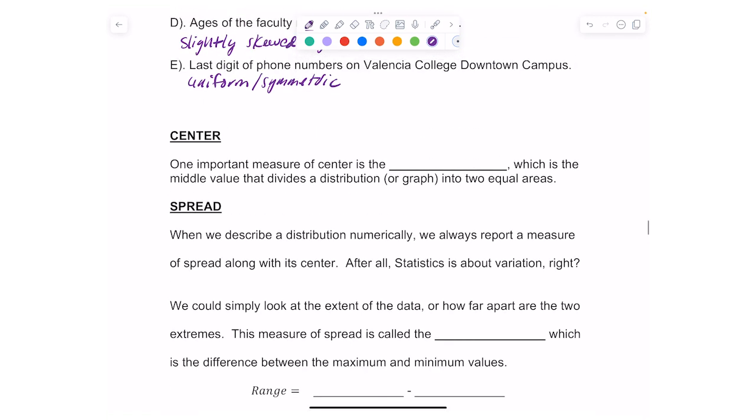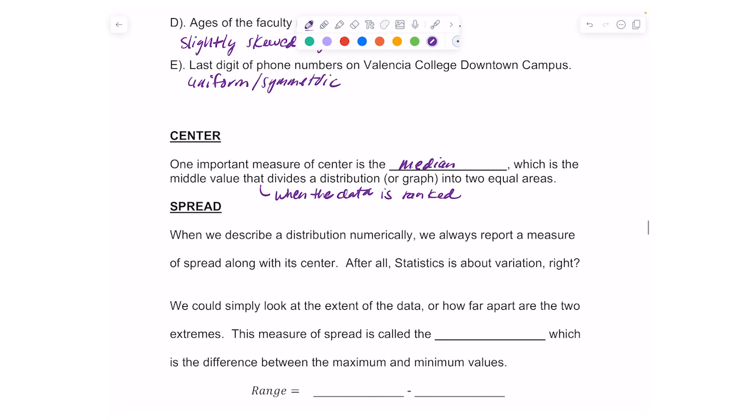Another thing we're going to look at here is a measure of center. And we're going to look at a couple measures of center. The first one we're going to look at that's very important is the median. And the median is the middle value that divides a distribution into two equal areas. And I'm going to add here, this is important, when the data is ranked, which just means we want to put the data in order from either lowest to highest or highest to lowest.